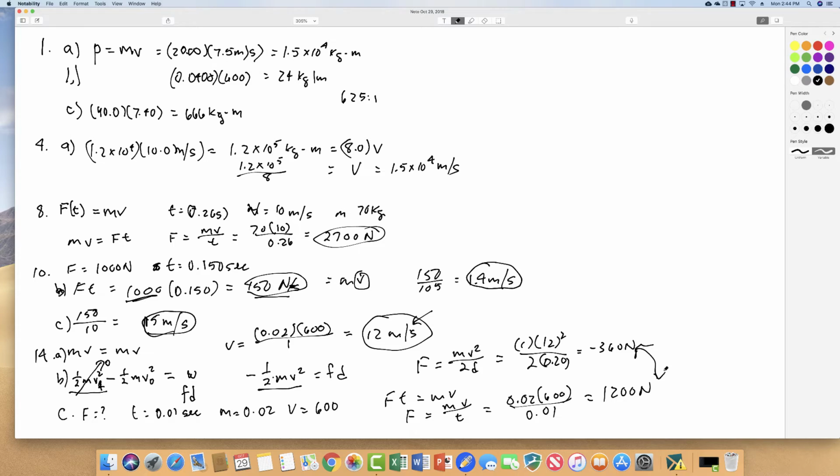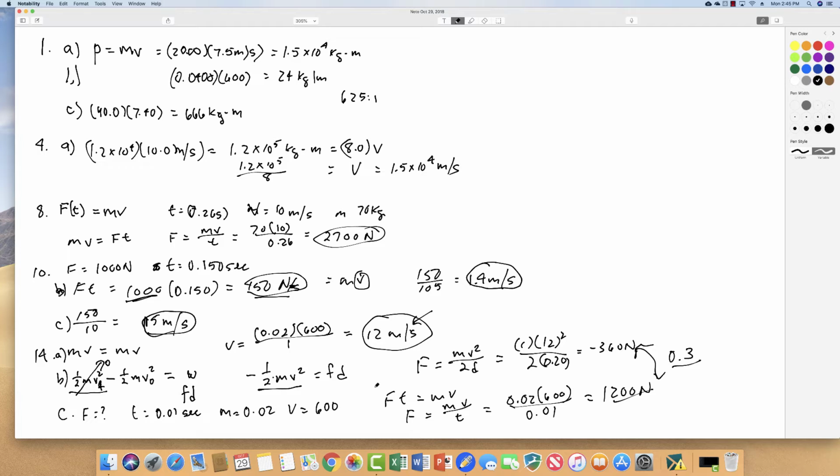And so the positive force to get this going is 1,200 newtons. The negative to stop it is 360. If you divide this into this, you get 0.3 as the relationship between those two forces.